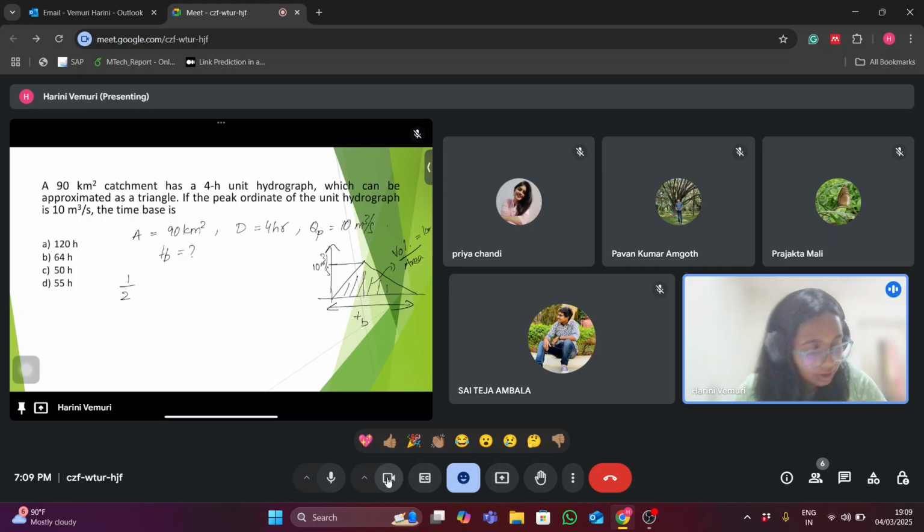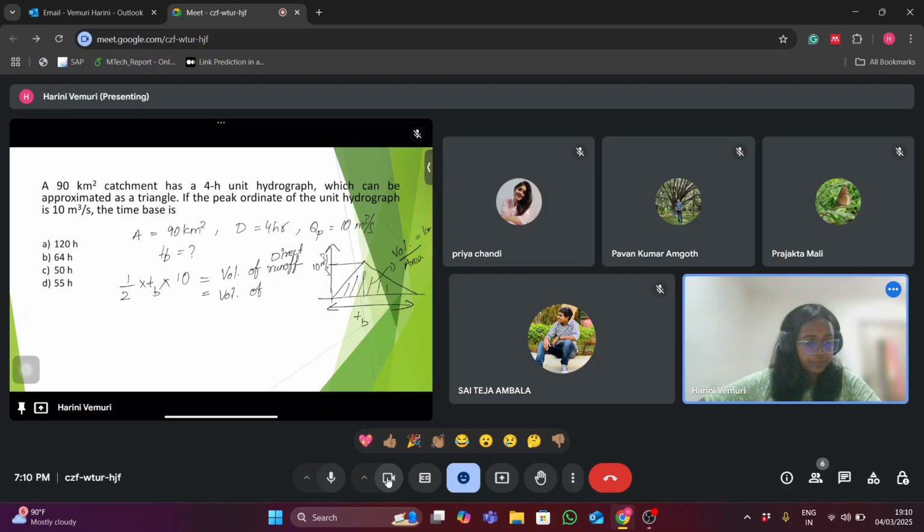So the area of the unit hydrograph is half into base into height because it's a triangle. Half into base, TB, into height, that is 10 meter cube per second. And this should be equal to the volume of runoff. Sorry, in this case, it should be equal to the volume of direct runoff. So it will be directly equal to the volume of excess rainfall. That is how we will calculate excess rainfall.